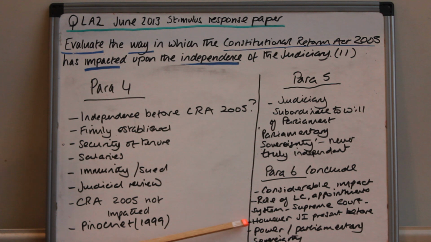So these we can see as adding to the independence of the judiciary. However, judicial independence was present before the enactment of the Constitutional Reform Act, and in fact the judiciary's powers have and always will be curbed by parliamentary sovereignty. Therefore, they will always have to follow the will of Parliament. So that actually acts as a conclusion for this question. What you do after you've completed the question is that you proofread your work, and you make sure that every paragraph you've included relates back to the question.